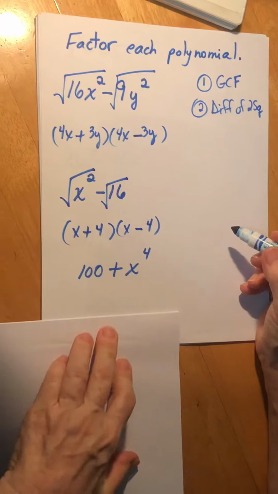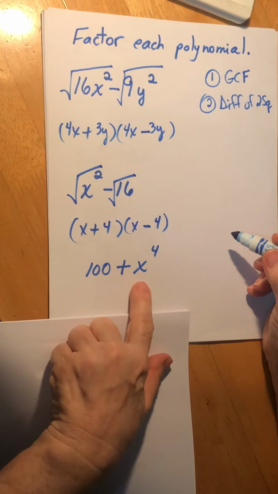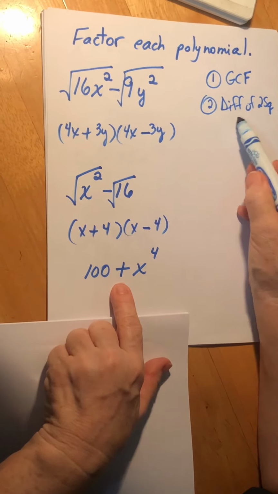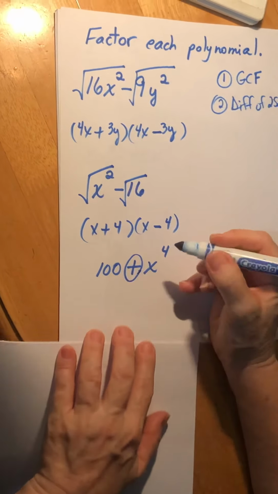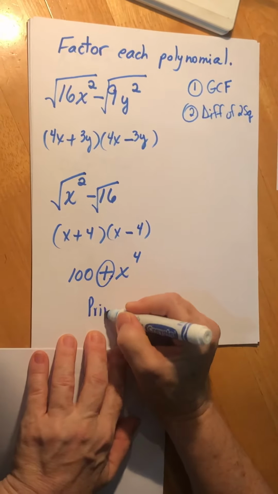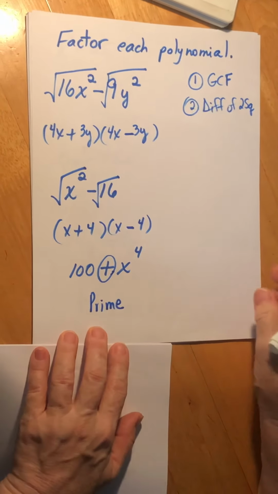Do we have a greatest common factor? No. Is this a difference of two squares? No, it's a sum. So this one is what we call prime. We cannot factor it.